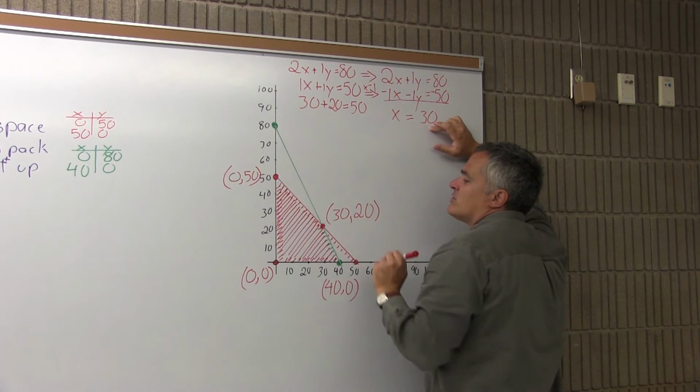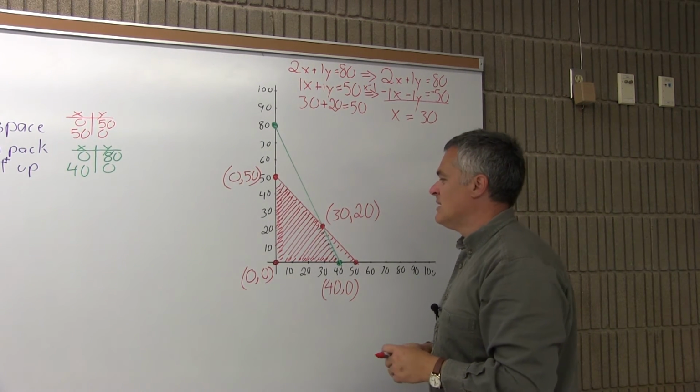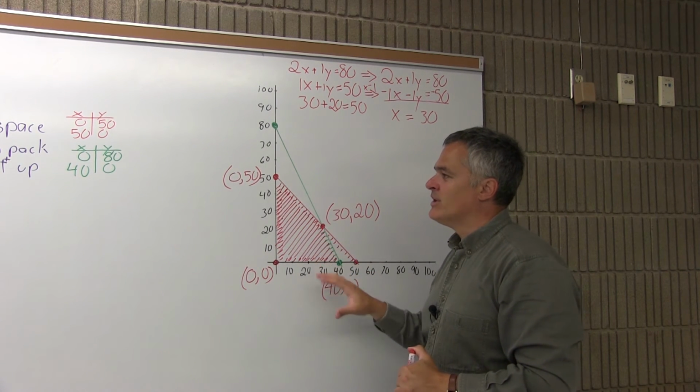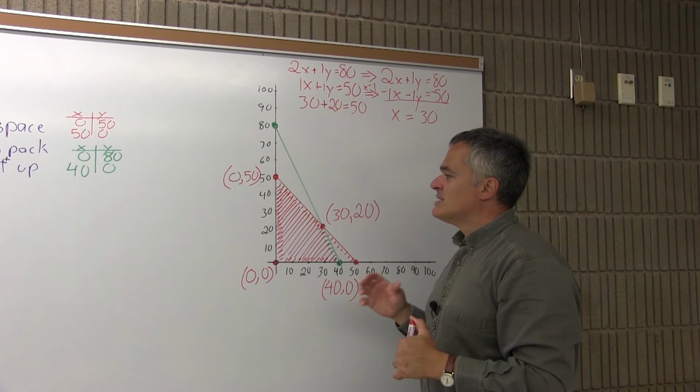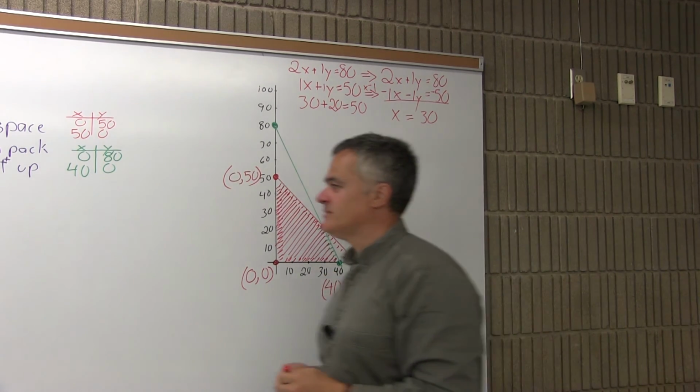So the graph was good enough. I could have read this one off the graph. That's not always the case. Now that I have the corner points of my feasible region labeled, the next step is to set up that chart and plug each corner point into my objective function.